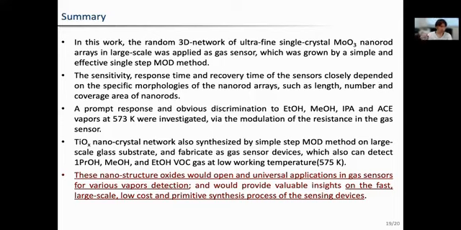The nanostructured oxides would open universal application in gas sensors for variable vapor detection. And we can make a large scale, low cost, and primitive synthesis process of the sensing devices.